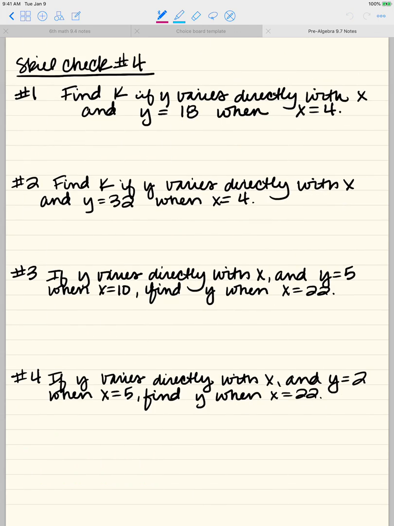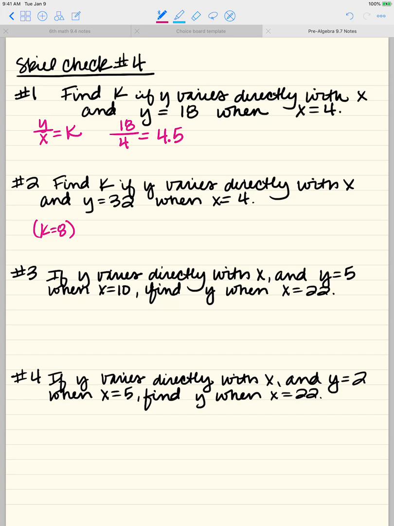Skill check box number 4. I'm going to go ahead and tackle number 1 in there. Find k if y varies directly with x and y equals 18 when x equals 4. Ratio of y over x is equal to our constant of variation. So 18 over 4 is equal to k. K is 4.5. I'm going to skip number 2. If you want to tackle number 2 and figure it out, make sure that is your final answer.